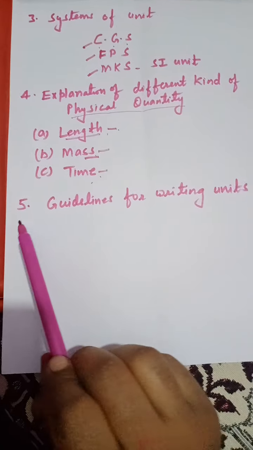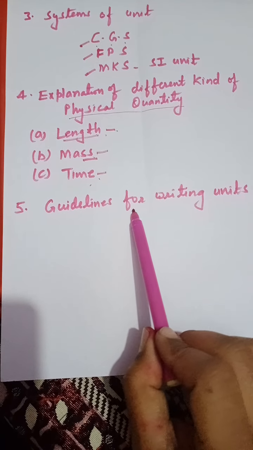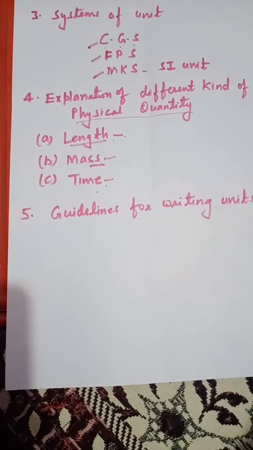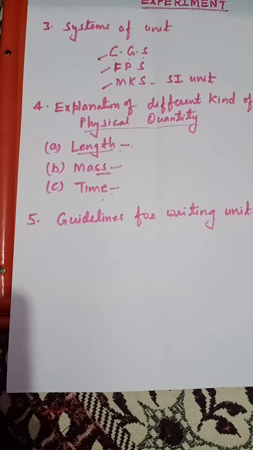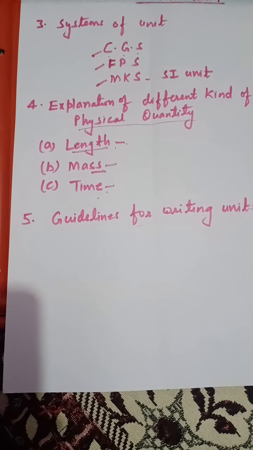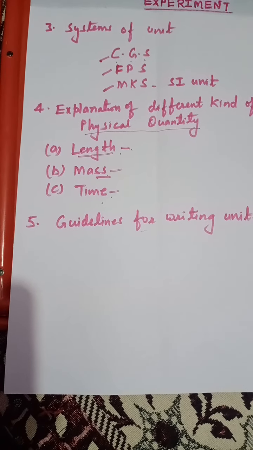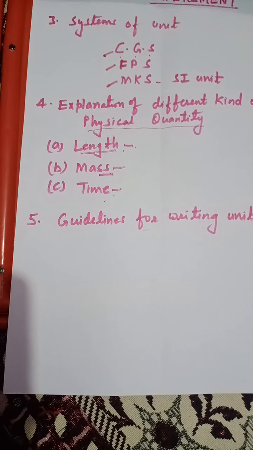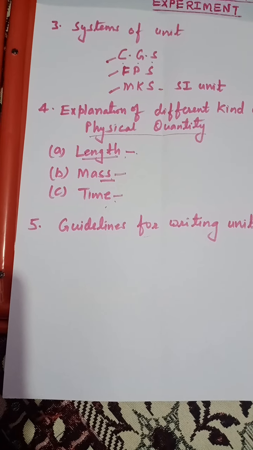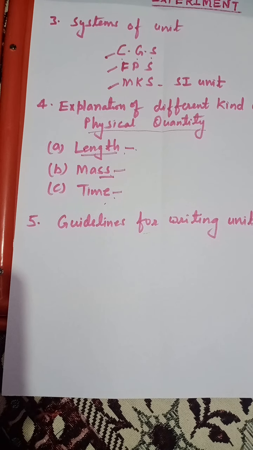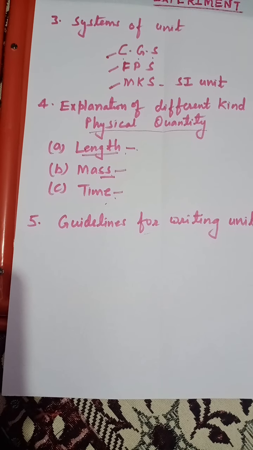Now the last topic of this portion, we are going to study the guidelines for writing unit. So we have different guidelines for writing unit. Some points I would like to dictate here. The first point, the symbol for a unit which is not named after a scientist is written in small letter. Second point, the symbol for a unit which is named after a scientist is written with the first letter of his name in capital.